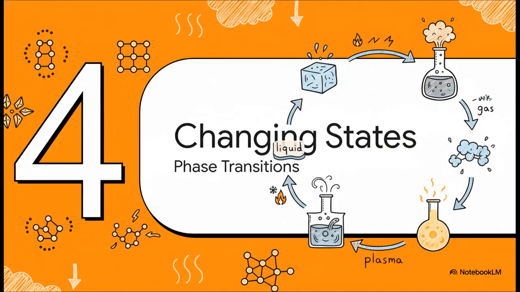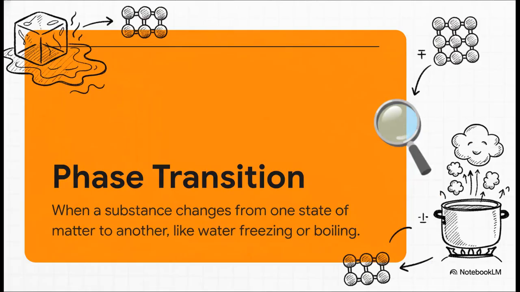Okay, so we've got our four states down. Now, let's talk about how something actually moves between them. How does that ice cube turn into water, and then into steam? Well, this whole process has a name. It's called a phase transition. Sounds fancy, but it's really just the official term for when something changes from one state of matter to another. Super simple, right? Like water freezing or boiling.